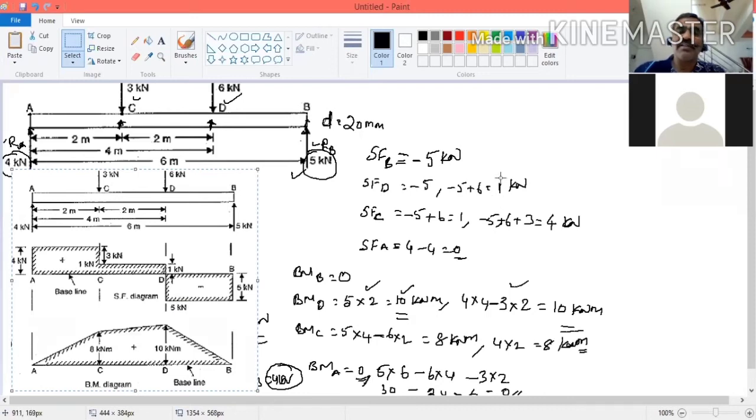After that it is plus 1. Suddenly it is increasing to 1. After that, the same 1 will continue up to this point. In case of point load, the shear force is uniform. So this 1 continues up to that point. After that, it is suddenly increasing to 4. So 1 plus 3, 4. This 4 is another uniform value up to this point. Now it is coming to 0, 4 minus 4.